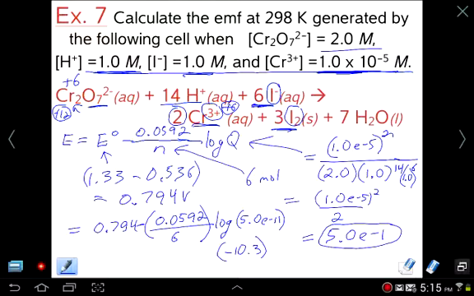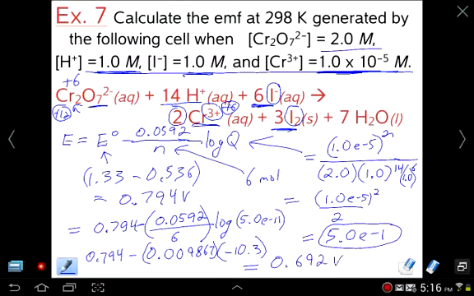So we got 0.0592 divided by 6. It's 0.009867. And then subtract 0.794. I think that's a little better. And add it all together, 0.794. Aha! Now we are much happier with this answer, 0.692 volts.